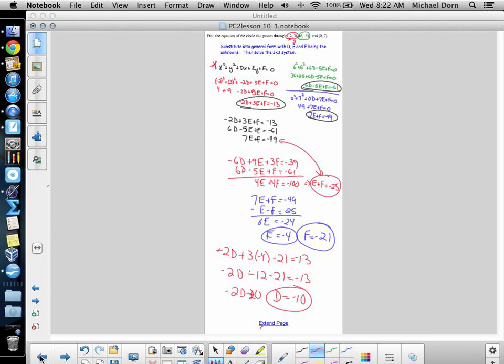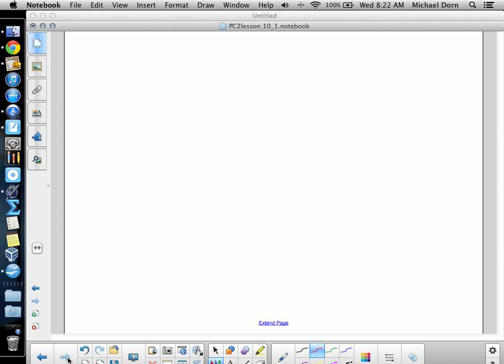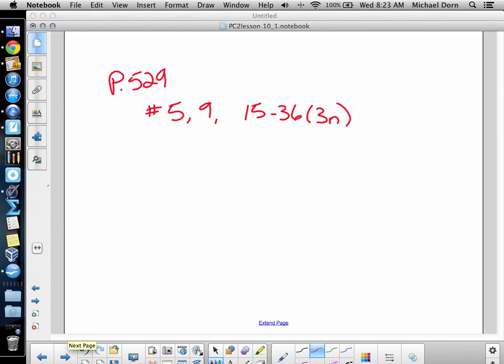All right. So your assignment, which I do not have on the assignment sheet yet, but we'll work on that next hour, is page 529. Number 5, 9, and 15 through 36 multiples of 3. So 15, 18, 21, 24, you get the picture. And we just take a quick look at that.